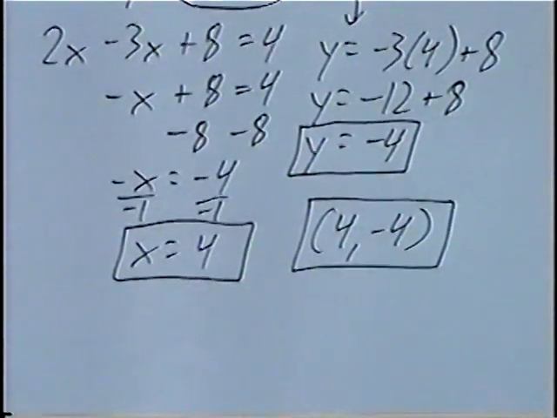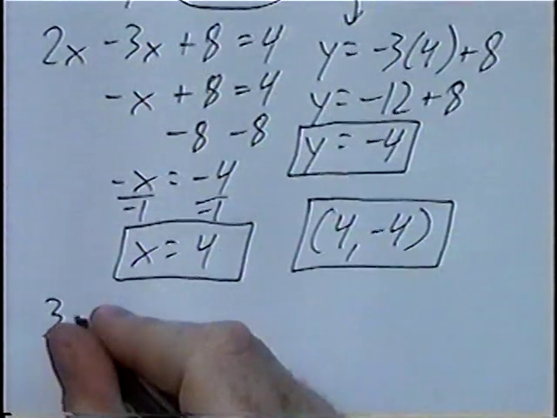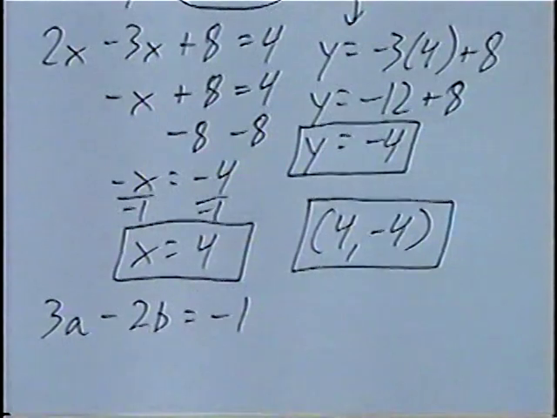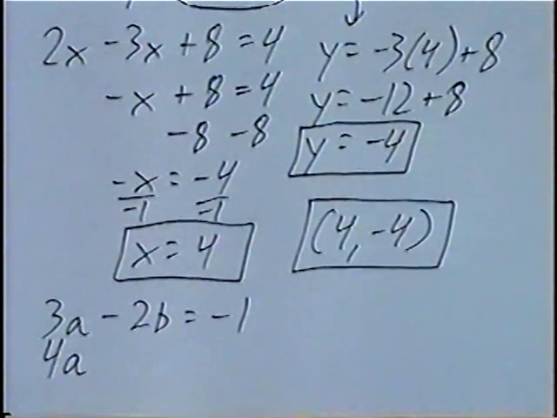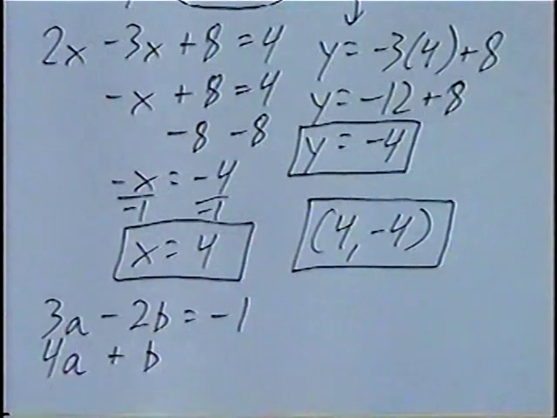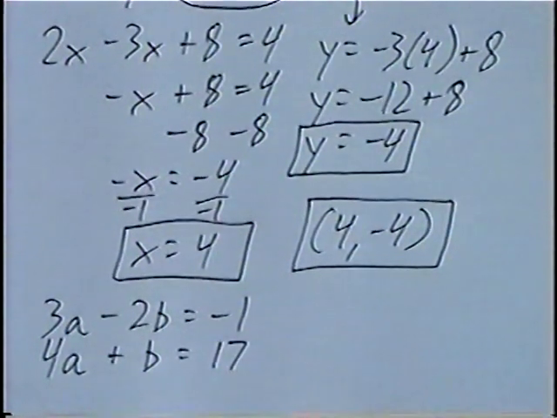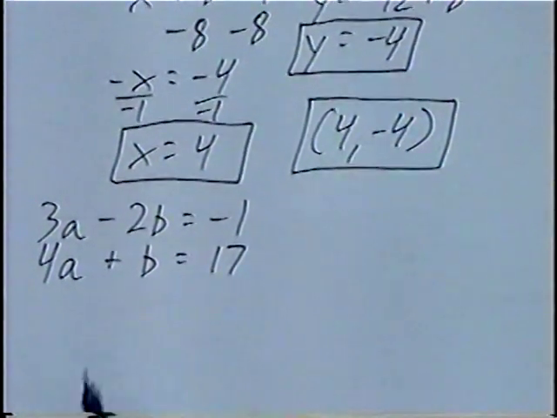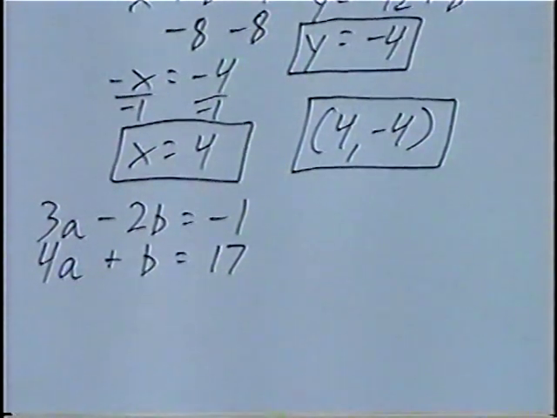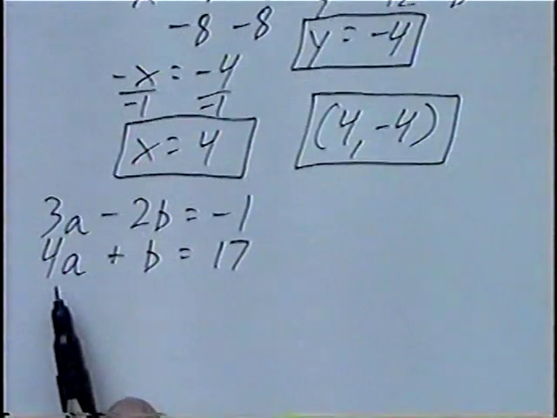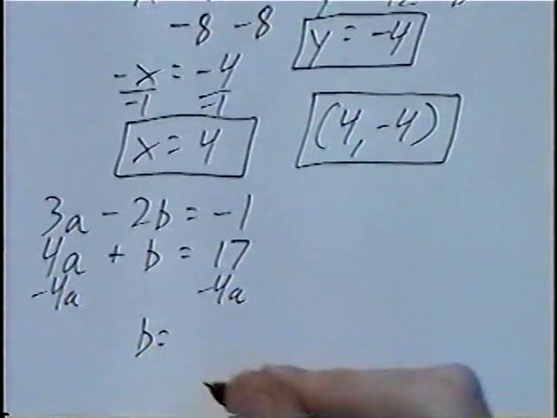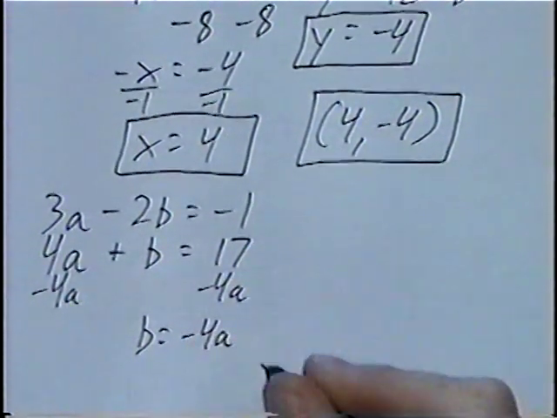Second question and last question for the section. 3a minus 2b equals negative 1. And second equation, 4a plus b equals 17. Again, solving by substitution, we want to isolate either the a or the b in either equation. The easiest one to isolate would be the b in the second equation by subtracting 4a. So b would equal negative 4a plus 17.